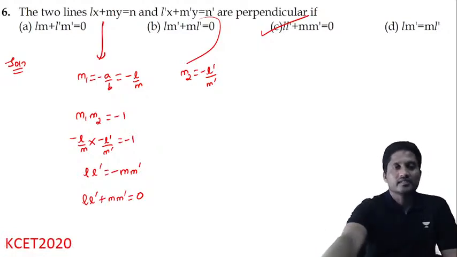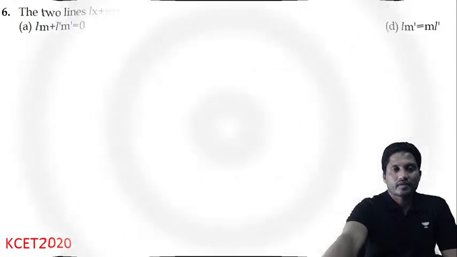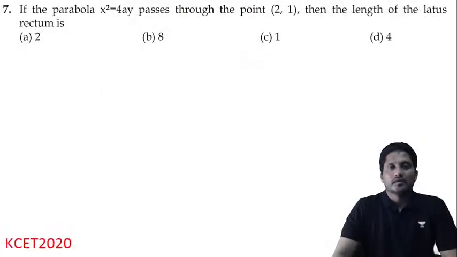Hope this is clear, guys. Let's move to the next question. There was a simple question on straight lines. Okay, if x square is equal to 4ay passes through the point 2, 1, what is the length of the latus rectum? Question on conic sections.